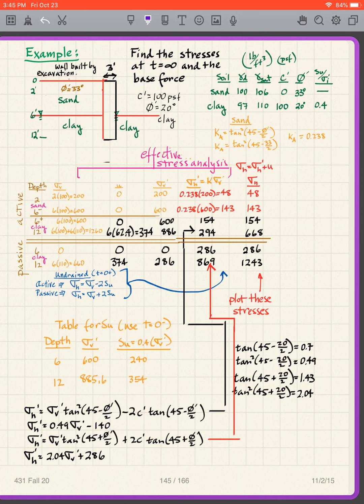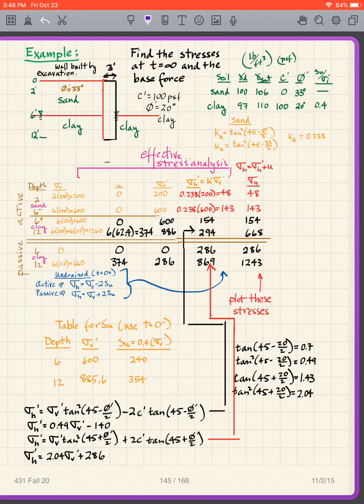So, okay, what do we need to do? Since we're doing T equals infinity, we're going to do an effective stress analysis because it's EDS, effective, drained, slow, because it's at T equals infinity. So I use effective stress analysis, meaning that I have to fill in all the columns of my table. And so we've done this many times, but notice the water table is right there.